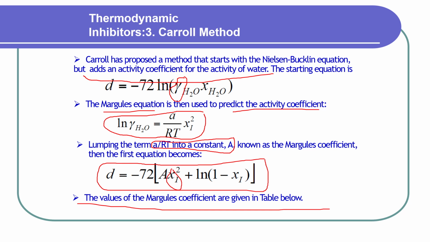So this is another method, a third method that is also built on the Nelson-Buckland equation. It's very similar to the Nelson-Buckland equation, except that they introduce a new term, which is the activity coefficient. To find the activity coefficient, you need to use the Margules equation. The Margules equation finds the activity coefficient based on a constant value, A over RT, and based on the mole fraction of the inhibitors. Then, to simplify things, A over RT is replaced with capital A, which is called the Margules coefficient, and this Margules coefficient is already given in the table that we're going to present in the next slide.